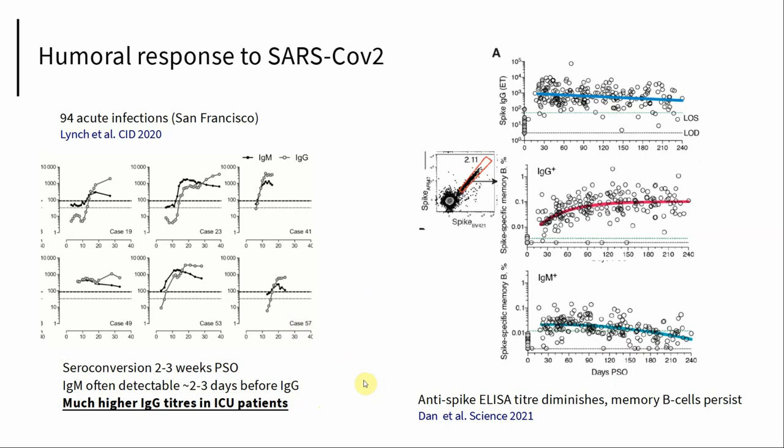Okay, so antibodies, seroconversion, 2 to 3 weeks post-symptom onset.